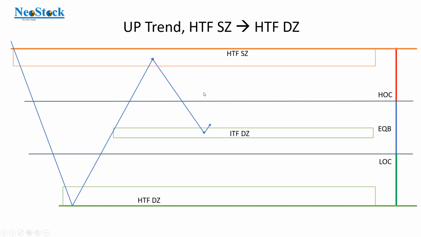Even though HTF price direction is not in our favor, why are we taking this trade? Because trend is supporting us, curve is also supporting us, and ITF price direction is also supporting. Let me repeat again. If your ITF price direction supports, if your curve supports, and if trend supports, if all the three support, even though HTF price direction does not support, still you can go for the trade.